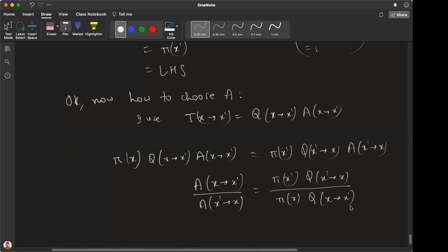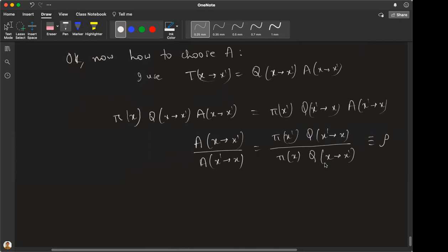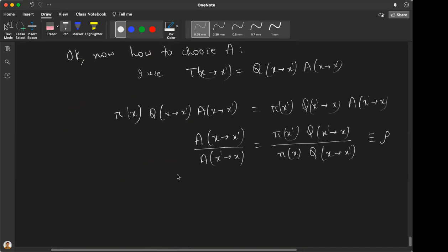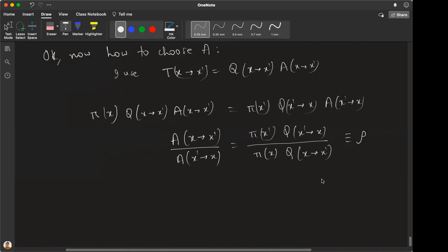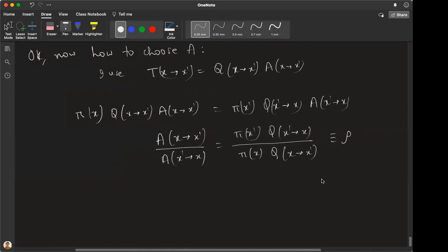Okay, so let us call this ratio rho. This is some ratio, some number. We define it as rho. Now, what we find is that A of x to x prime upon A of x prime to x is a number rho. So let us assume that rho is less than 1.